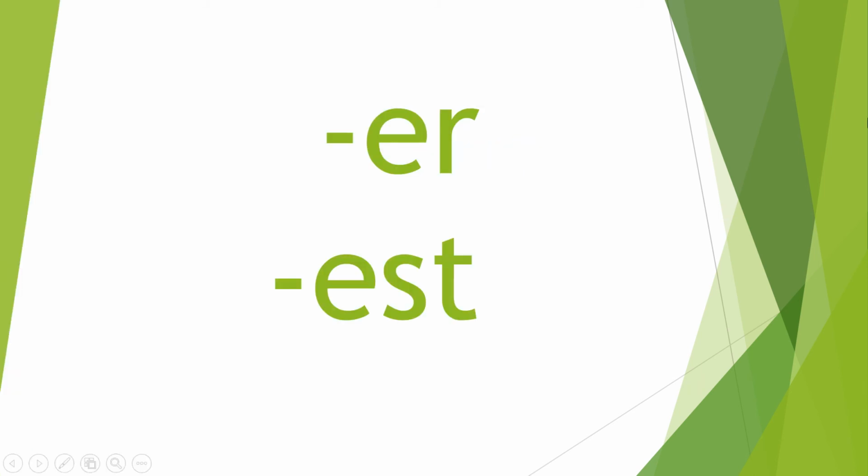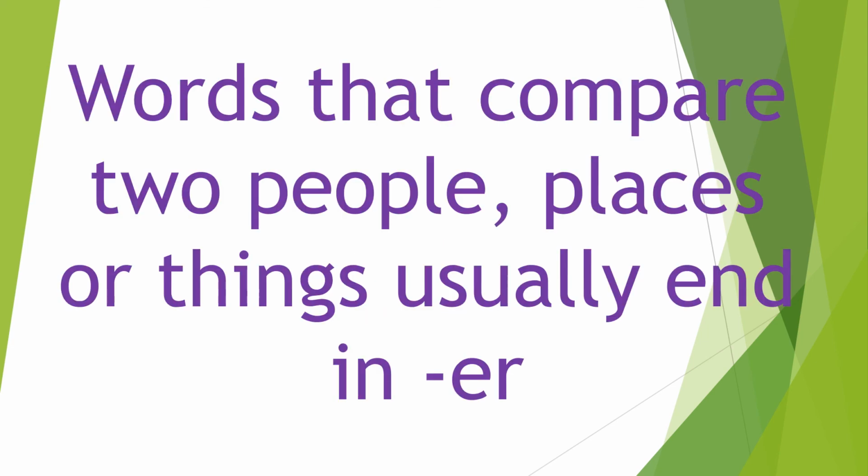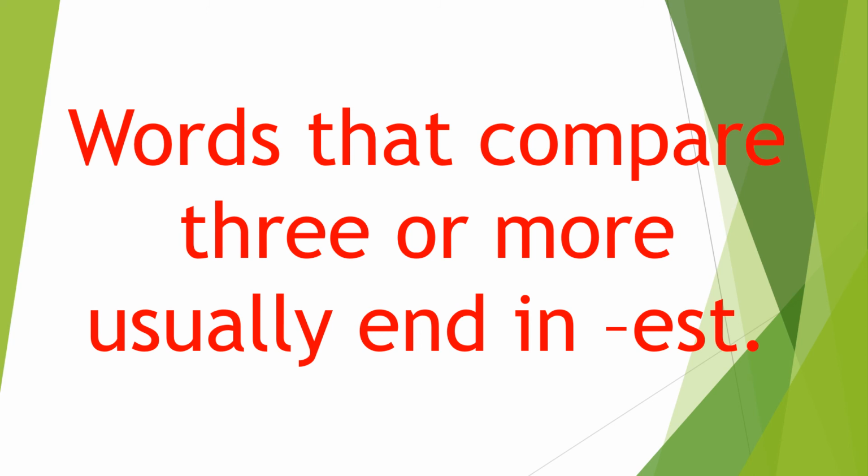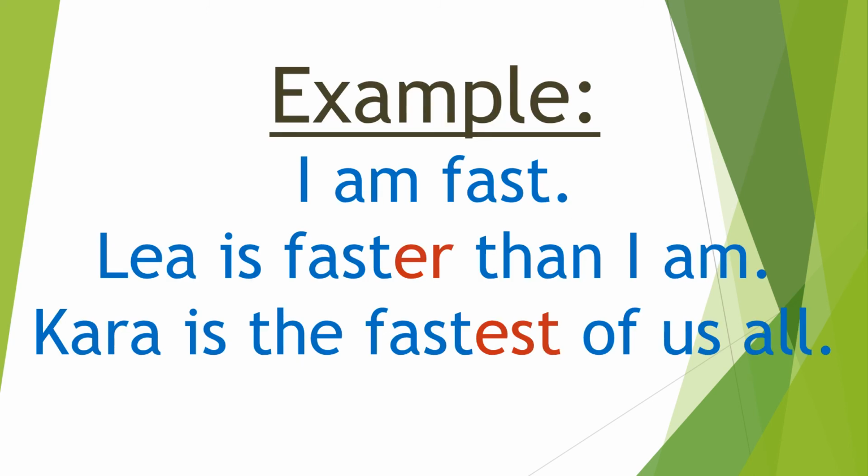Now we're going to talk about the endings ER and EST. Words that compare two people, two places, or two things usually end in ER. Words that compare three or more usually end in EST. Here's an example. I am fast. That's just telling something about one person, so you don't need an ending. Leah is faster than I am. You're comparing Leah to I. So that's two people. So fast must have an ER because you're comparing two people.